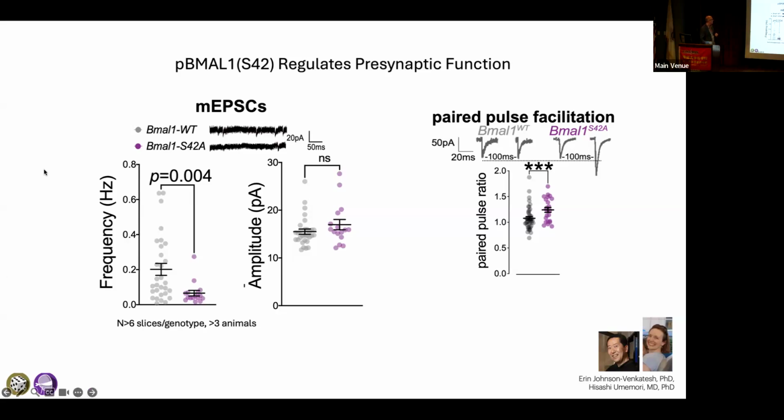And what we find, okay, so in our wild-type mice, we see these are mini postsynaptic potentials. So we see postsynaptic currents.